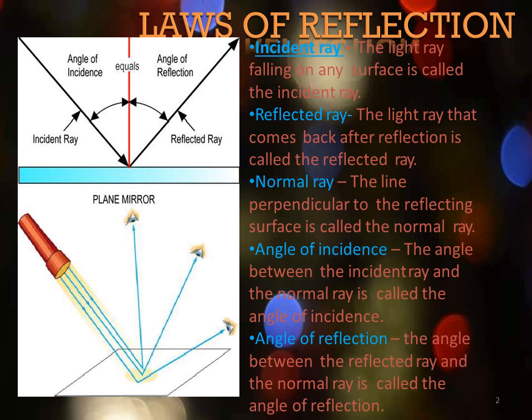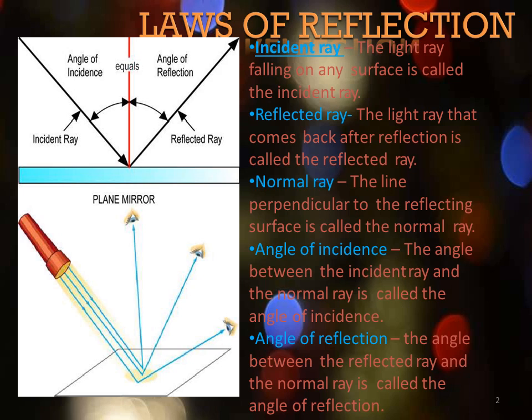So as we all know, the light rays falling on any surface are called the incident ray. Then we have a reflected ray. The light rays that come back after reflection are called the reflected ray. Normal ray, the line perpendicular to the reflecting surface, is called the normal ray. That means the red one is perpendicular.